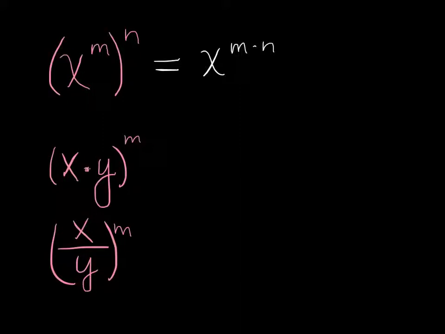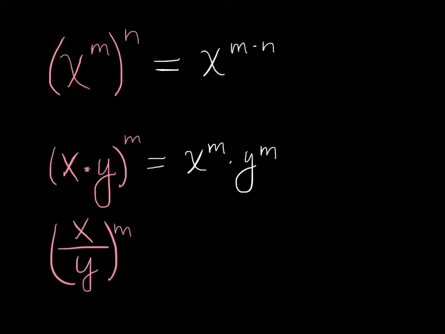The second rule, I have 2 numbers inside of the parentheses being raised to a power. You kind of distribute the power because this is multiplying, okay? So you can raise each term, each number inside of the parentheses, if it's all multiplication, to that power. So x times y to the m equals x to the m times y to the m.